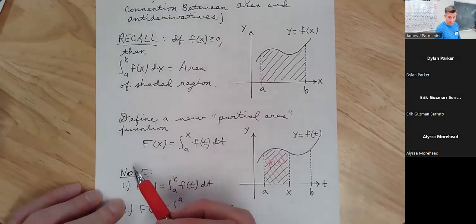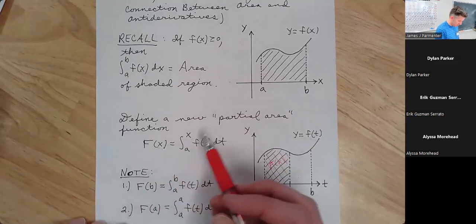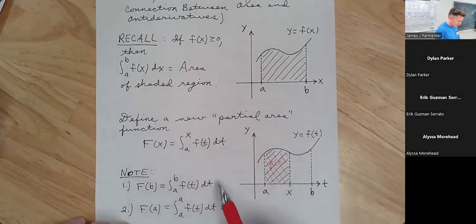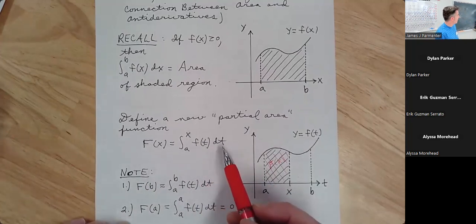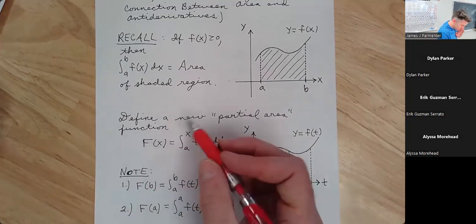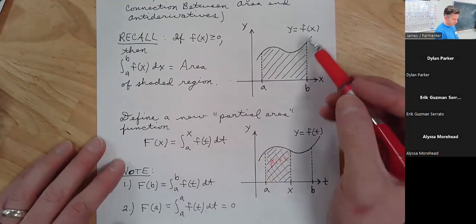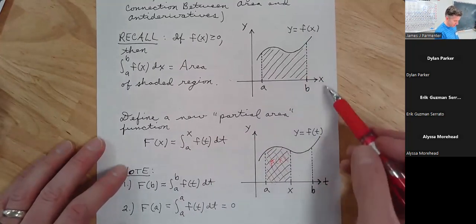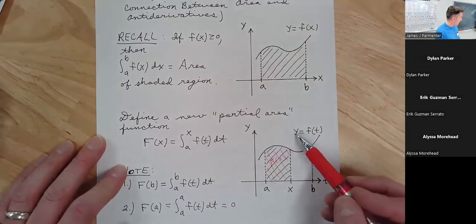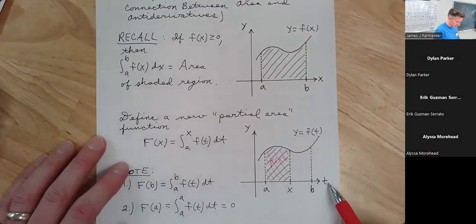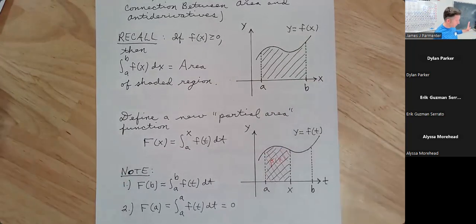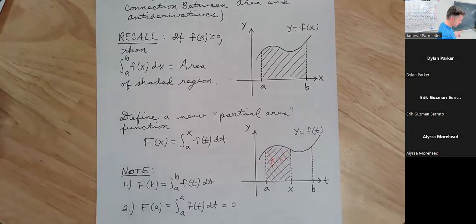And it's totally correct to write that capital F of x is equal to the integral from a to x of f of t dt. We had to call it a new name because we're using x here. So instead of calling it y equals f of x and saying this is x and this is y, we called it y equals f of t. And so this is the t-axis and this is y. Same thing.